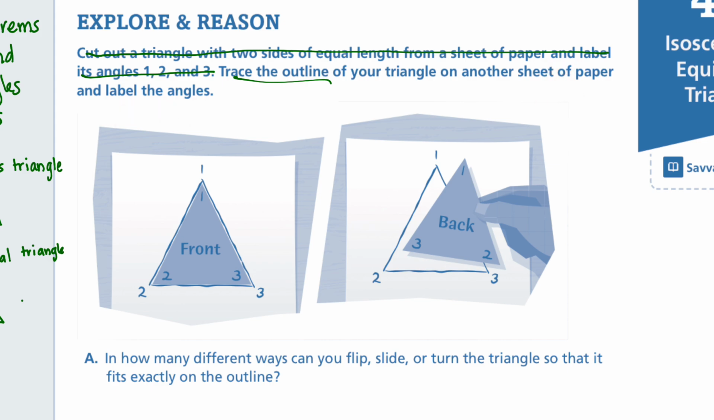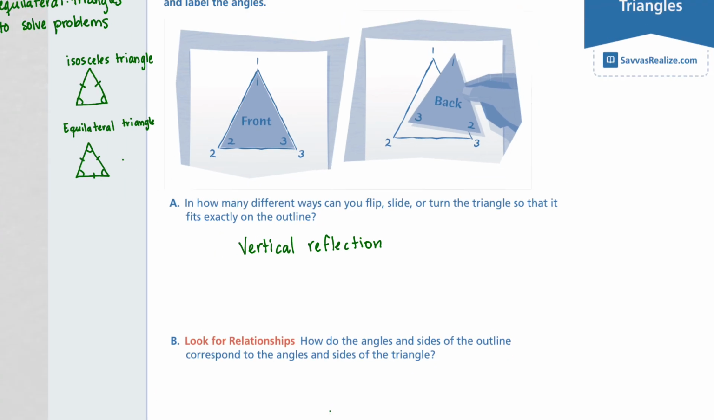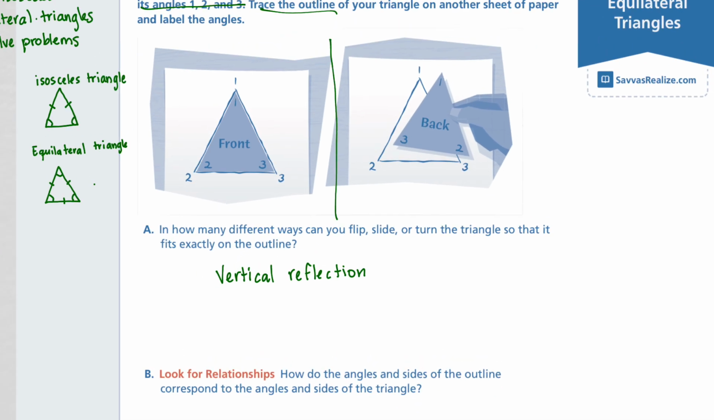In how many different ways can you flip, slide, or turn the triangle so that it fits exactly onto the outline? You can do a vertical reflection. And of course, you can do a translation.